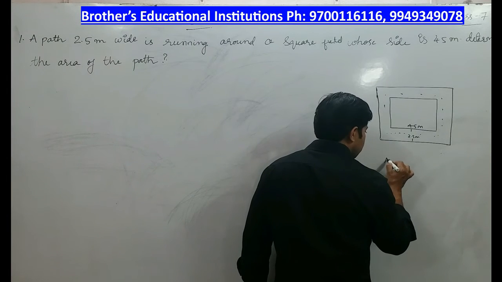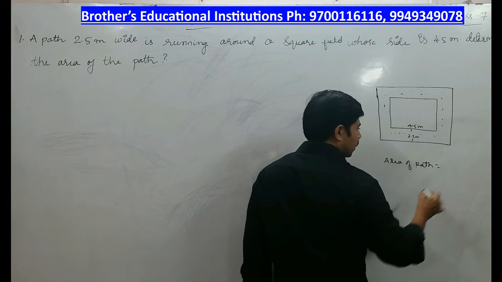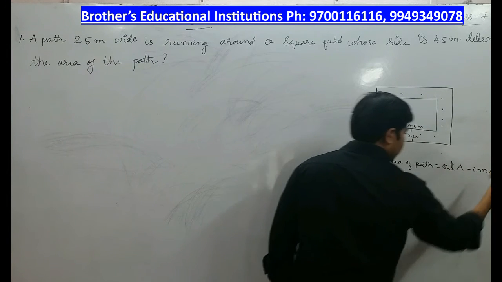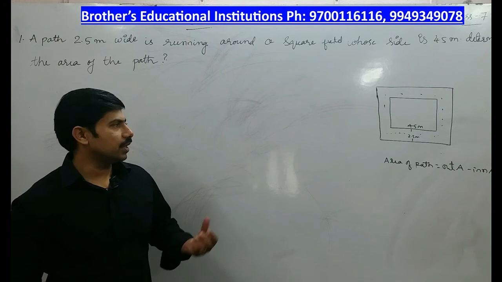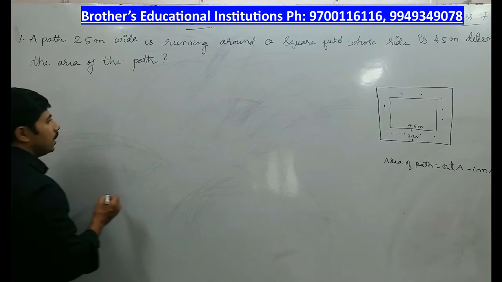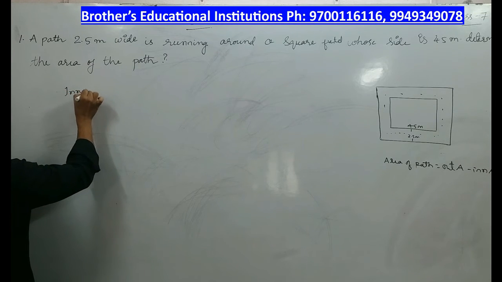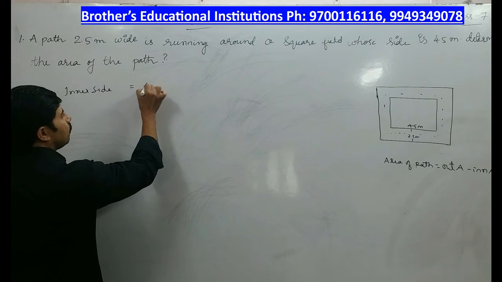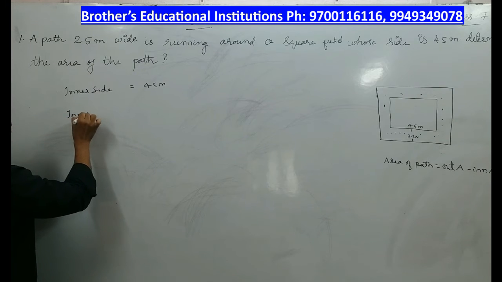What is the area of the path? Area of the path is nothing but outer area minus inner area. So this is the formula to find the area of the path. First we see the given dimensions. I will write inner side. What is the inner side given? It is 45 meters.